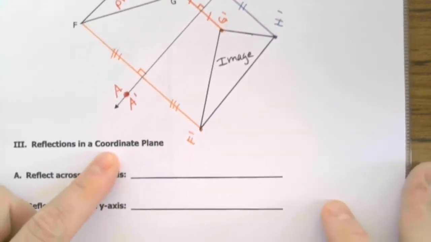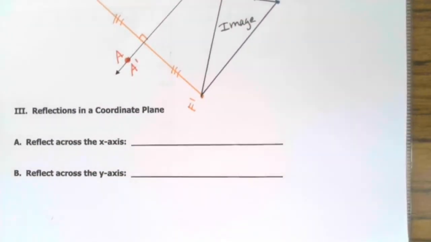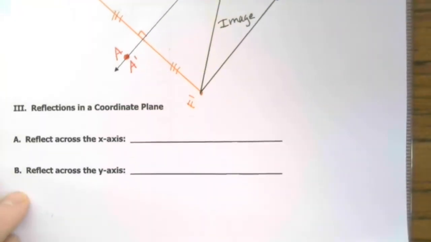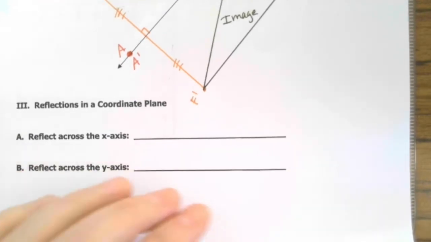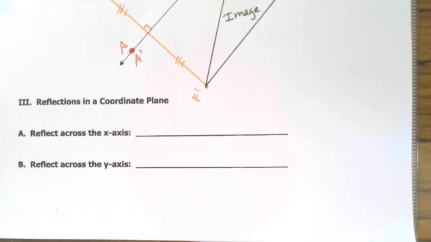One of them is in a coordinate plane. And when we do reflections in a coordinate plane, there's 2 ways to do them. You can do them point to point, or you can do them by counting spaces, assuming that the points are not fractional. So there's a few formulas that will work really well for x-axis and y-axis.